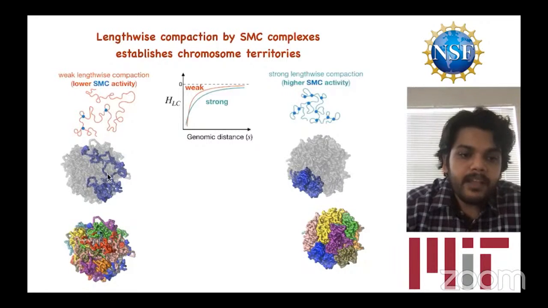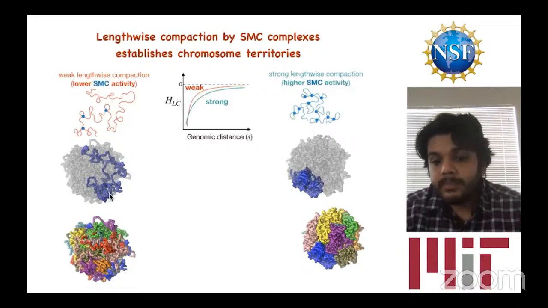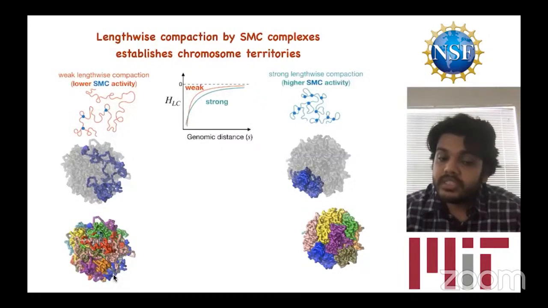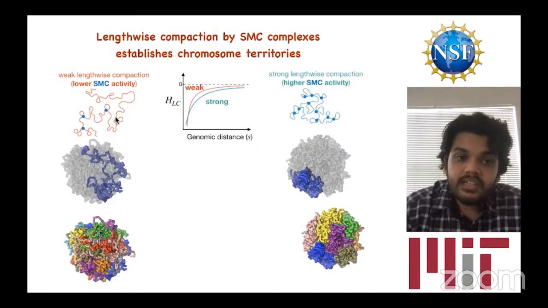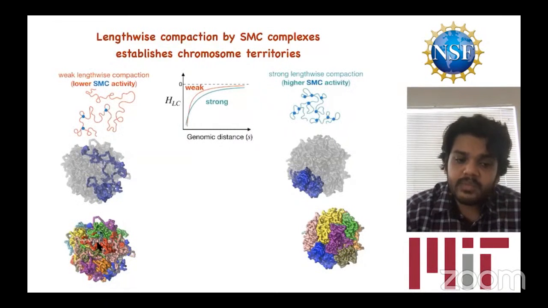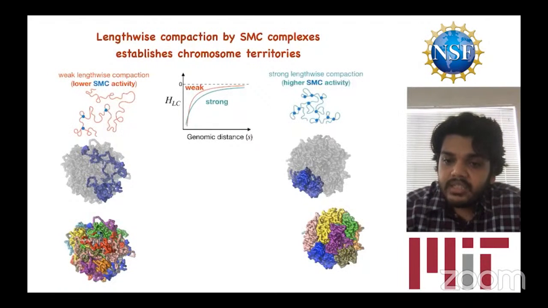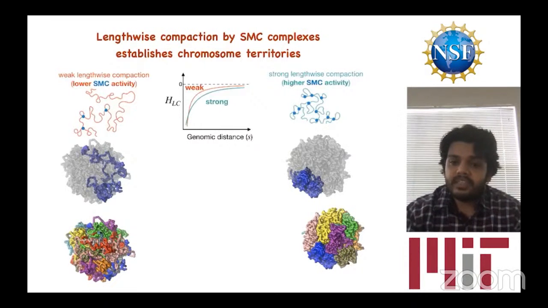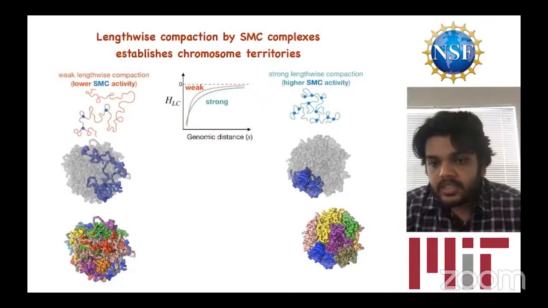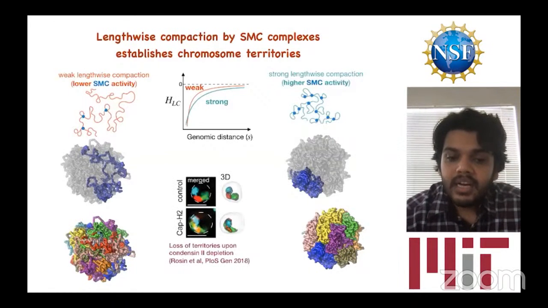What you see here are all the chromosomes in a transparent gray and one chromosome shown in blue. In these snapshots, all the 10 different chromosomes are shown in different colors. For weak lengthwise compaction, that is lower SMC activity, the chromosomes are spread out and intermingle with each other to a higher degree. Whereas for higher SMC activity, the chromosomes form compartments or territories within the genomic space, and these territories are mutually exclusive. And this effect has been seen experimentally as well.